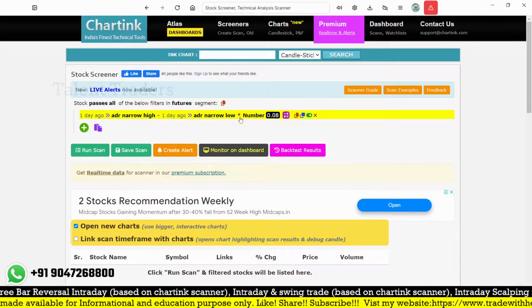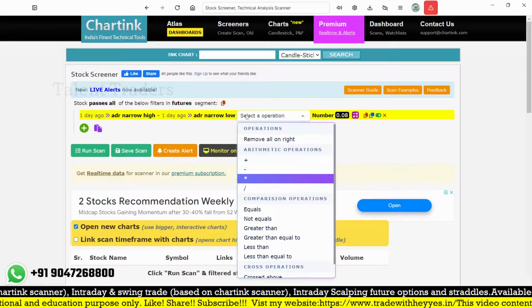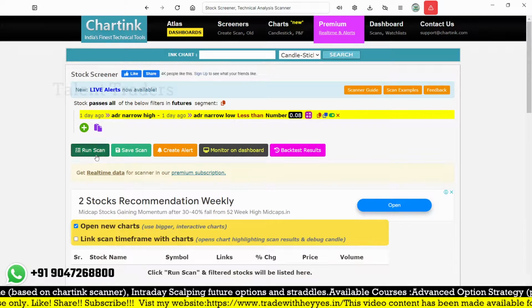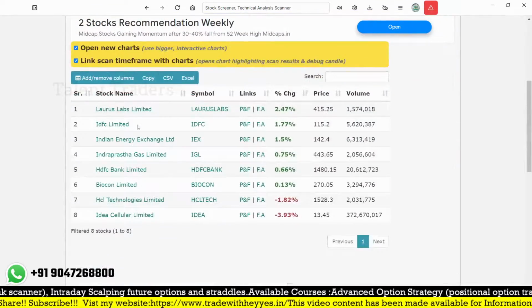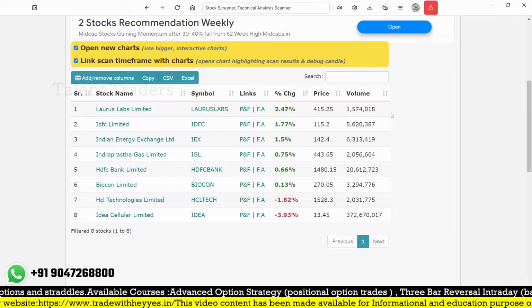Sorry, here it's not about less than, because the condition should be less than. Okay, then it will work. Yeah, you can see this many stocks forming a narrow ADR today.